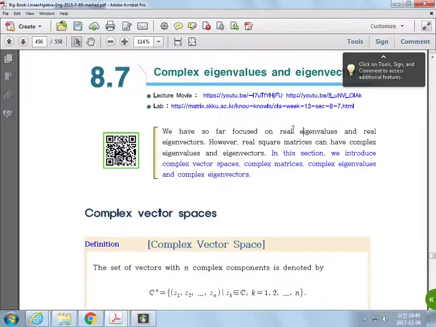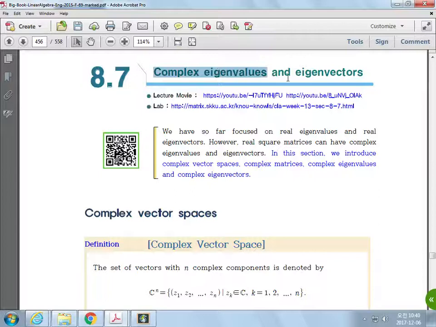Okay, we have covered the singular value decomposition and pseudo inverse and the least square solutions. I think that's about the end of the theory that we have deeply studied. And now we're going to start from the start. But now we start with the complex eigenvalues and complex eigenvectors.